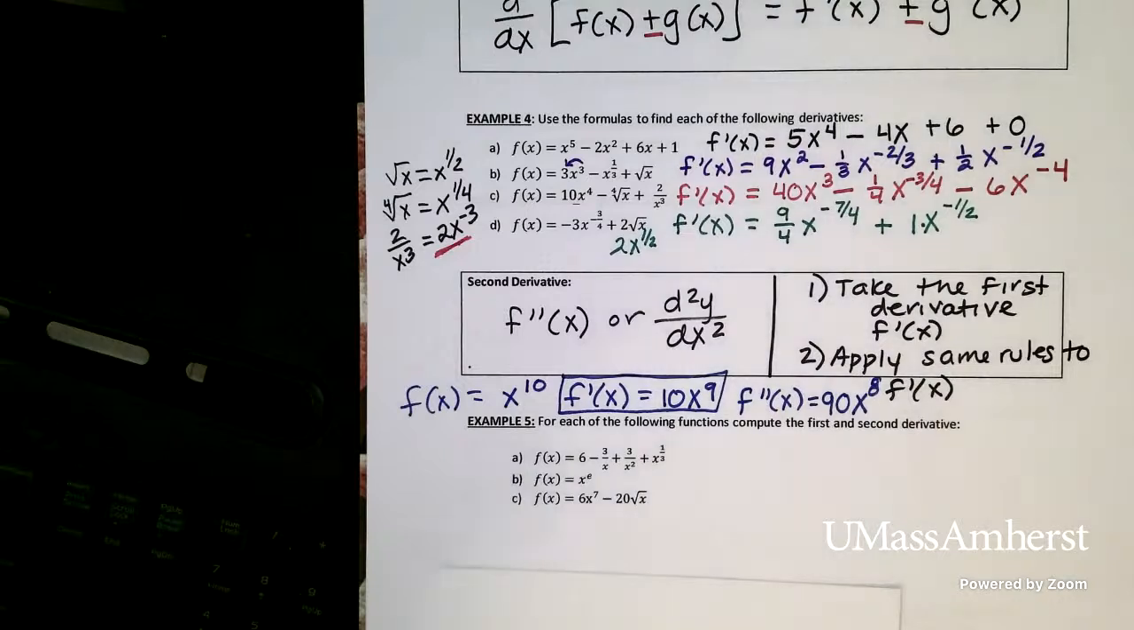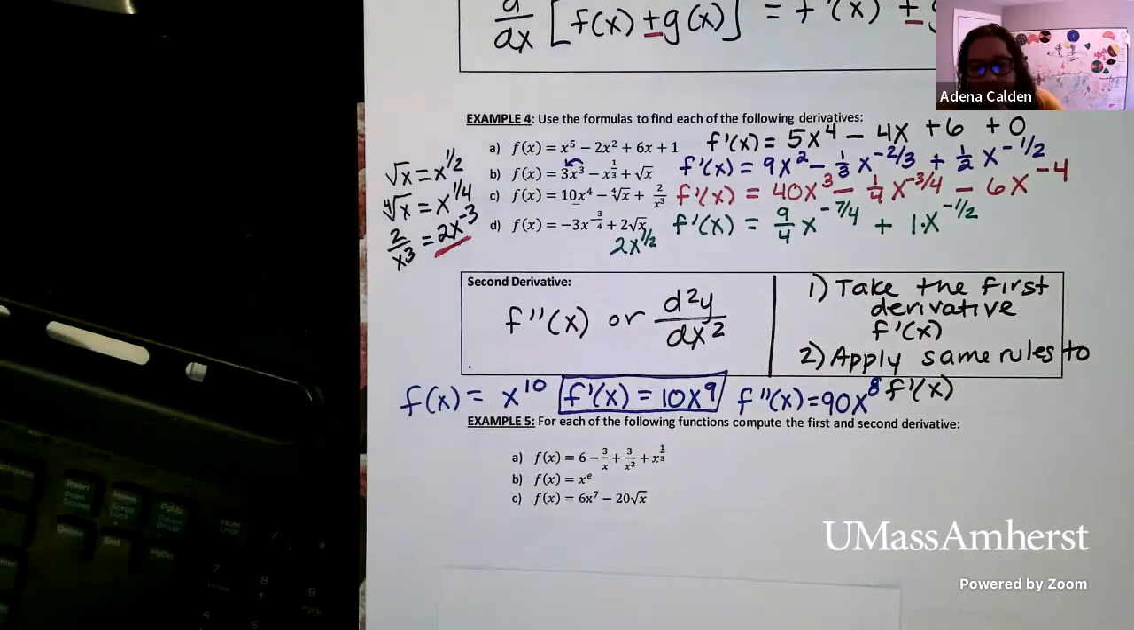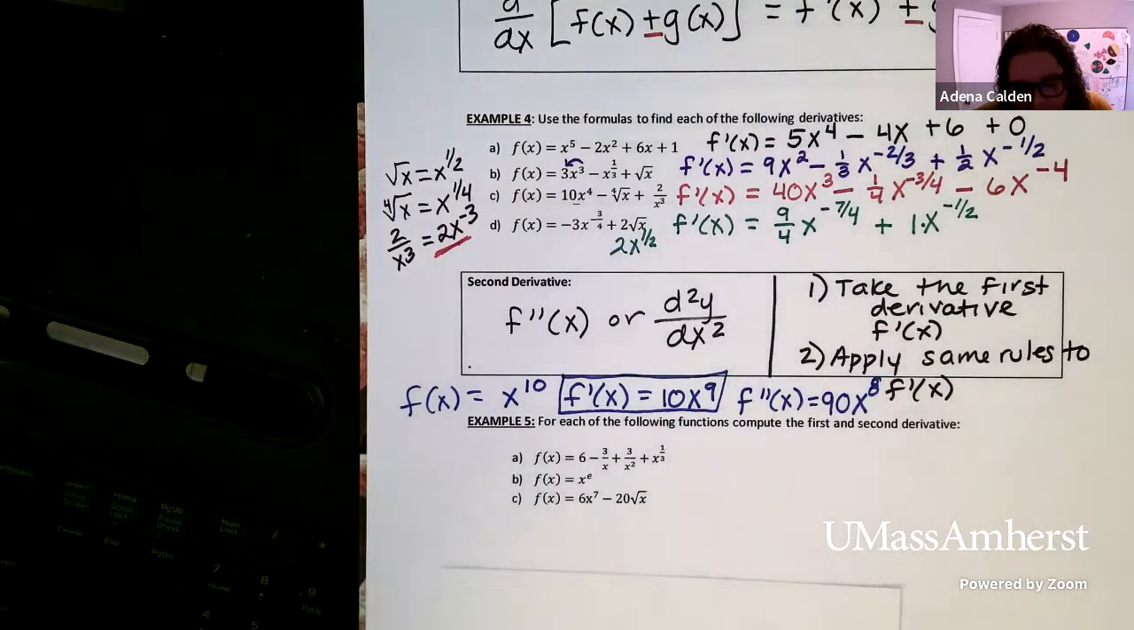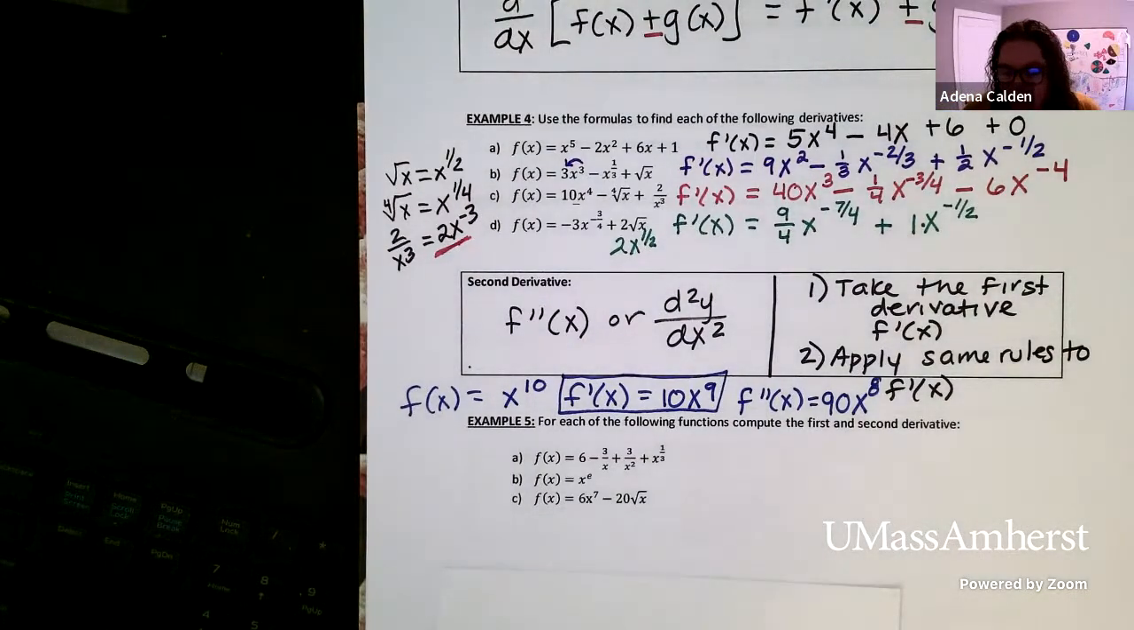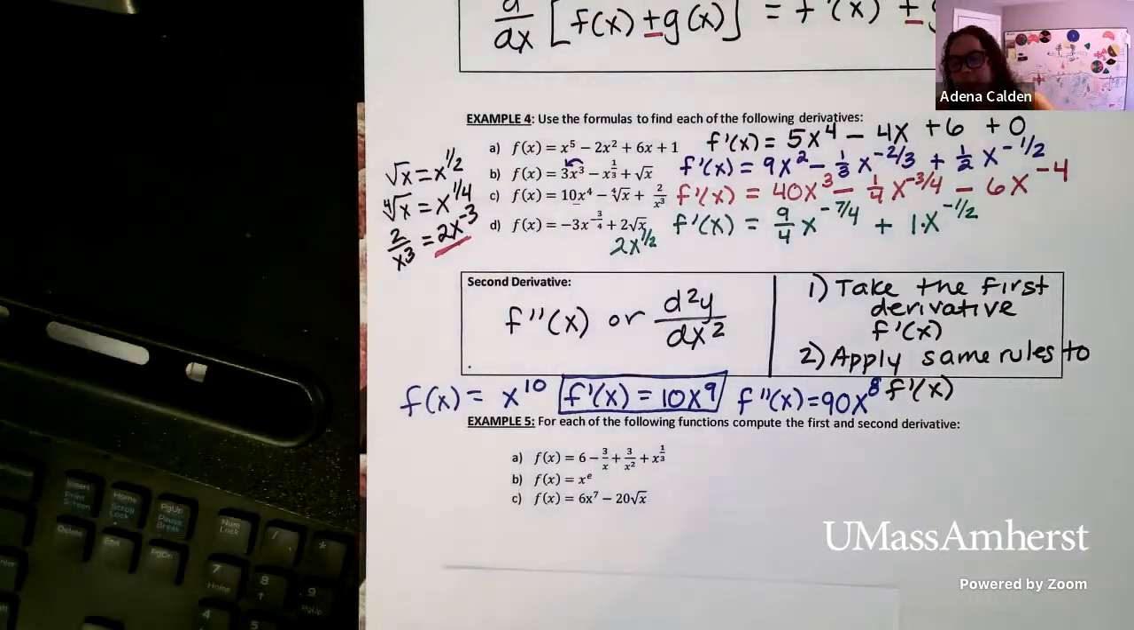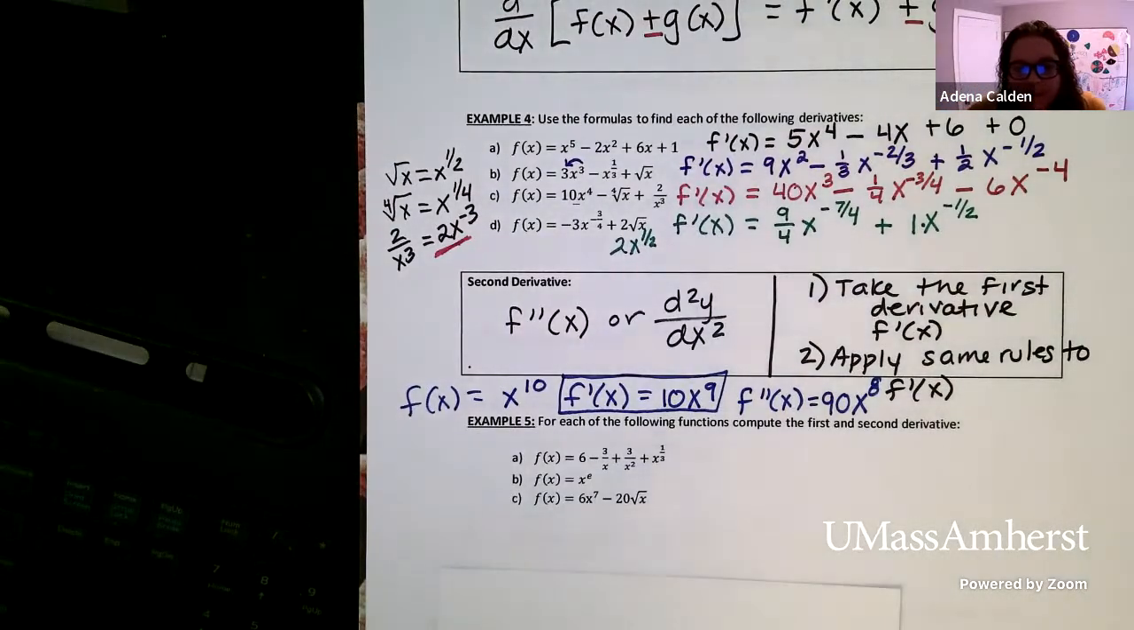And then the last one, we have 6x to the 7th minus 20 square roots of x. So again, with square roots, think about how do we rewrite that? How do we then apply that? And then, taking the first and second derivative.